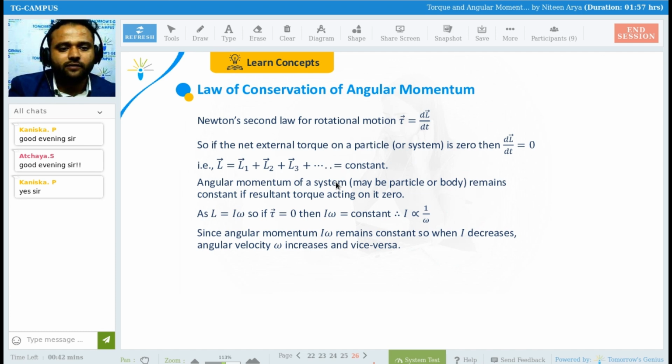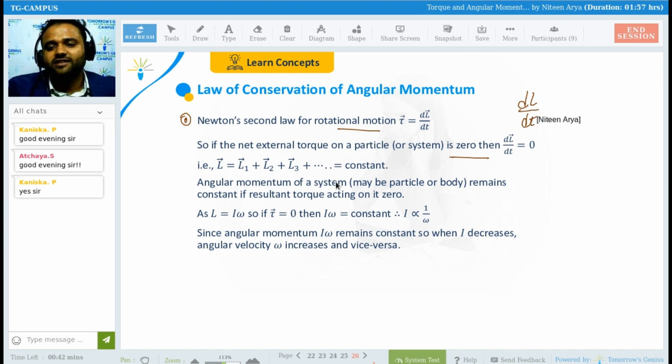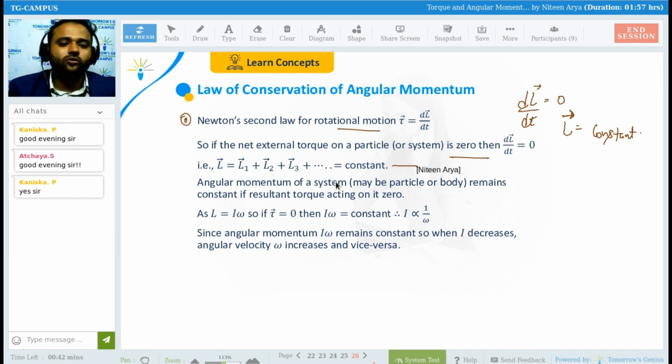As we know, from Newton's second law for rotational motion, torque tau equals dL by dt. So if the net external torque on a particle or a system is 0, then dL by dt is going to be 0. And when dL by dt is 0, it simply states that L is constant, meaning L is not changing with time. And if L, the angular momentum, is constant, then L equals L1 plus L2 plus L3, and so on, and it is going to be constant.